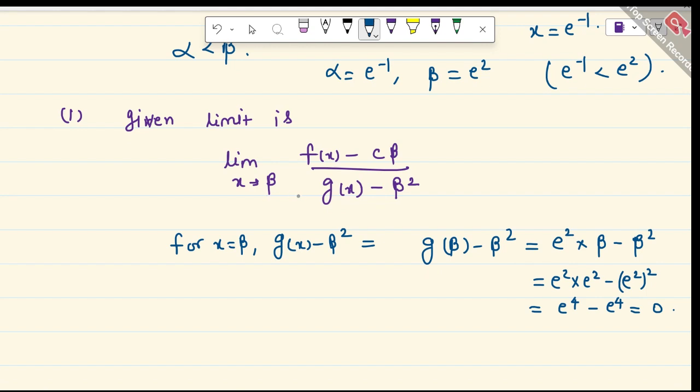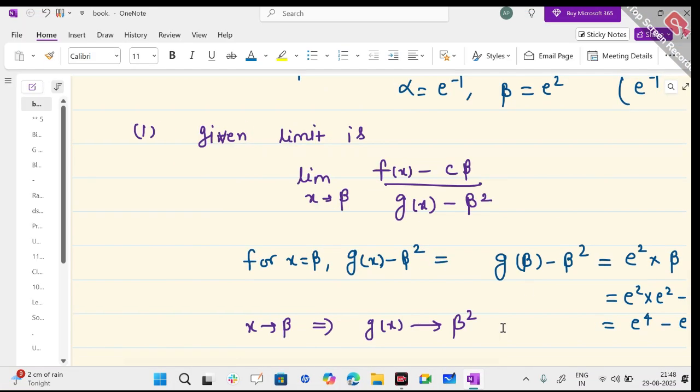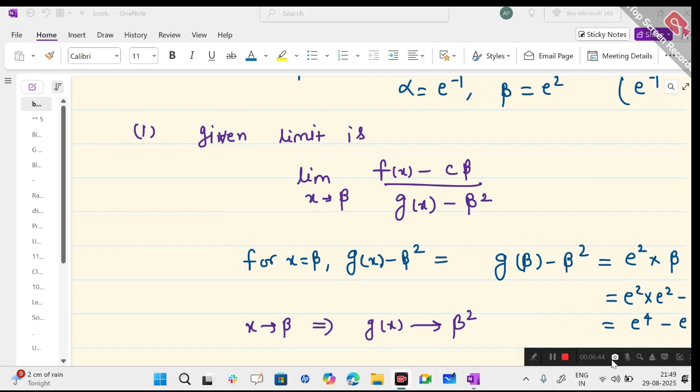So if x tends to beta, then g(x) minus beta square tends to 0. So what we have observed here is that if x tends to beta, then g(x) tends to beta square.